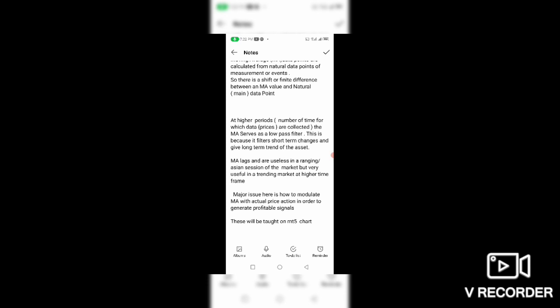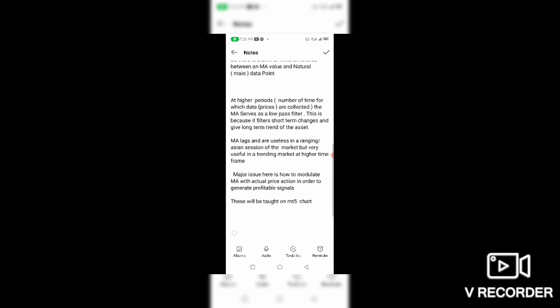So that's a very good, powerful advantage for a trader who is making use of these two. MAs lag and are useless in a ranging or Asian session of the market. So for you to apply the MA, you should understand the price action. Make sure the market is trending at a higher time frame. If it is trending at a higher time frame, then the moving average will work. And if not, it is not going to work.